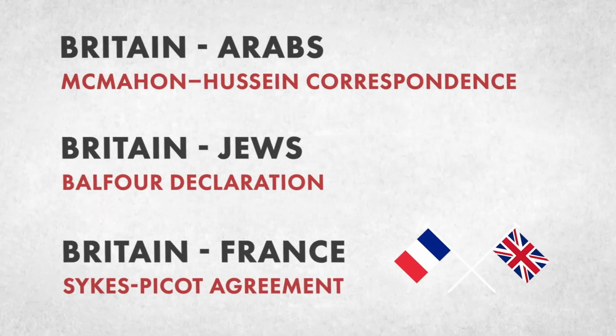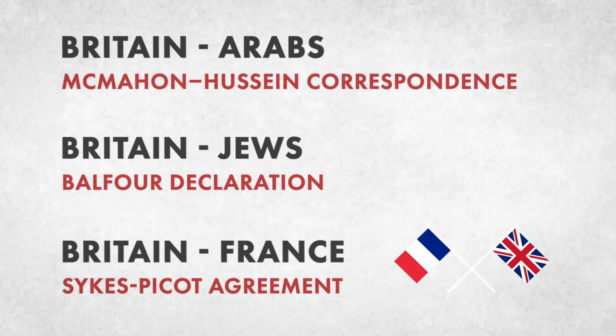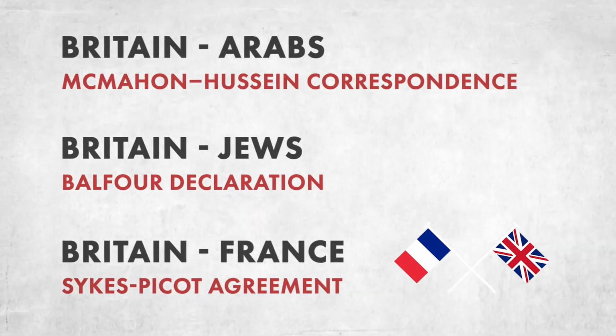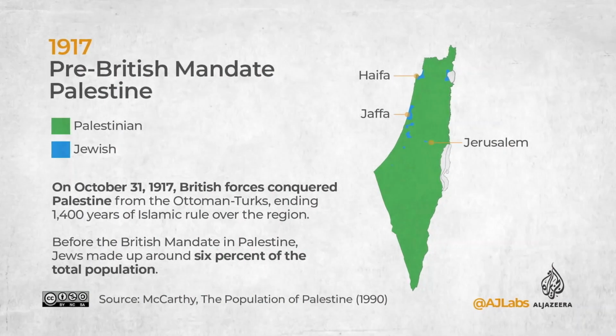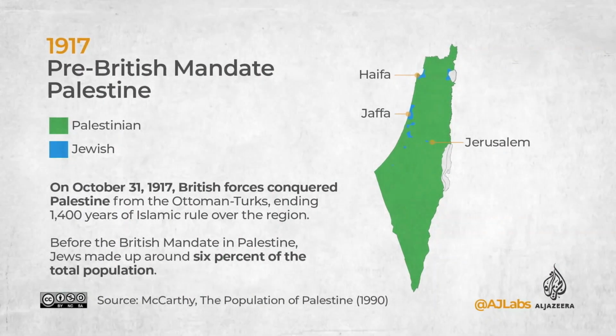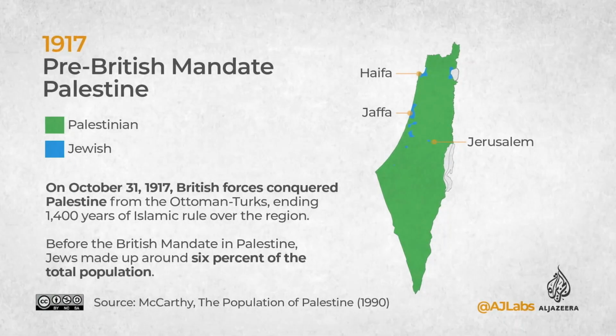As soon as the Ottoman Empire fell after World War I, Britain and France divided the Middle East area between themselves. The British took control of the Palestine region from 1918 to 1948, during which the entire area was under the administration of the British government.